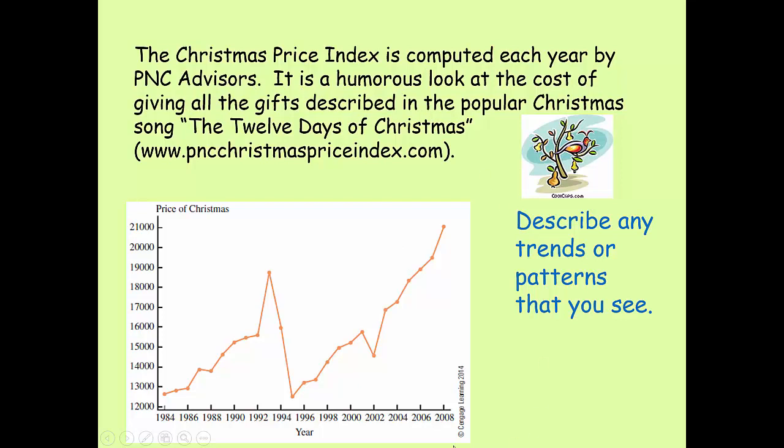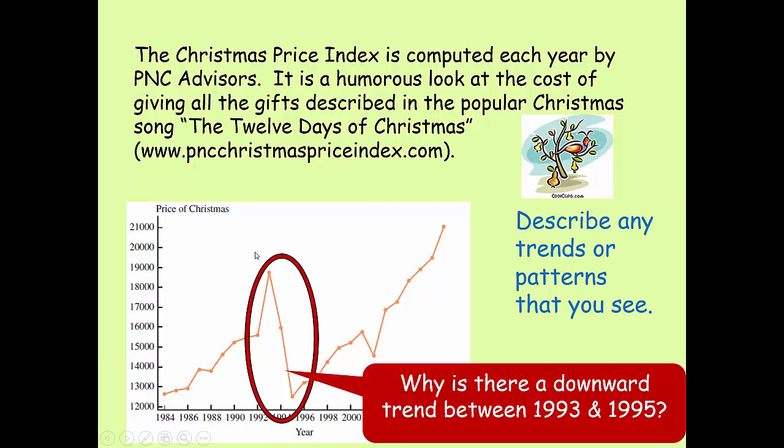So the Christmas price index is computed each year by PNC Advisors. It's actually a humorous look at the cost of giving all the gifts described in the popular Christmas song, The 12 Days of Christmas. So what we can see here is there were some trends going on to 1992, but it looks like it went really down from 93 to 95. Do you know why?